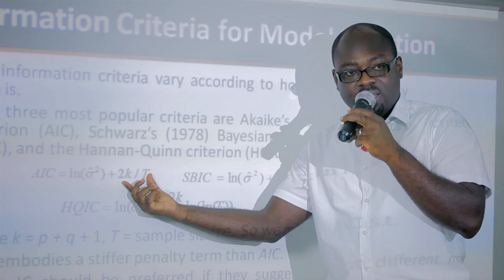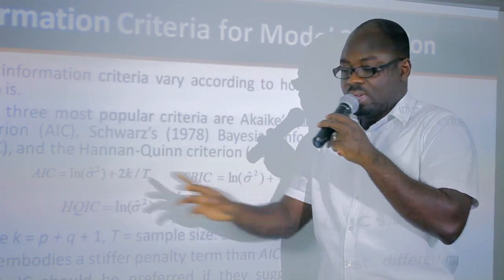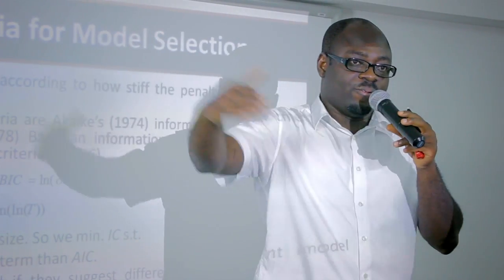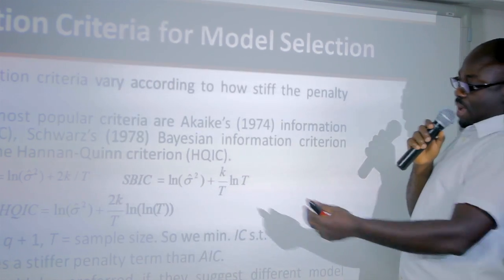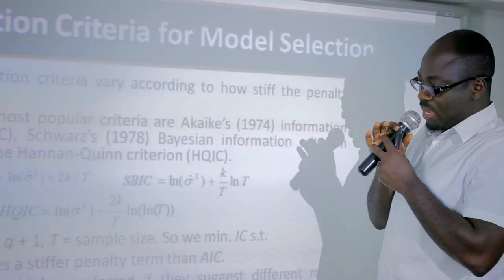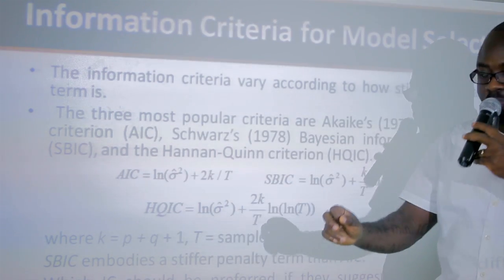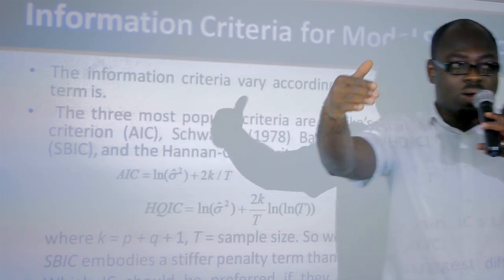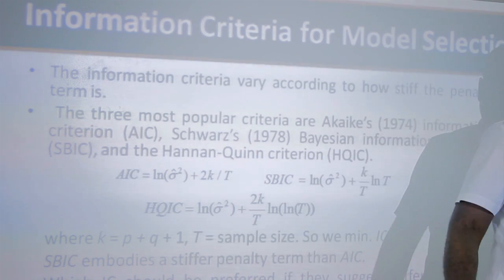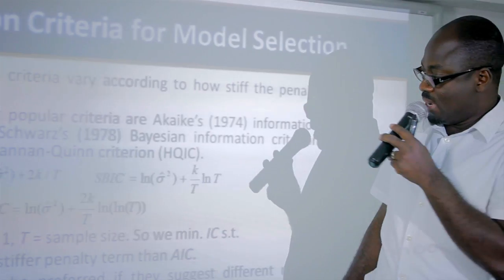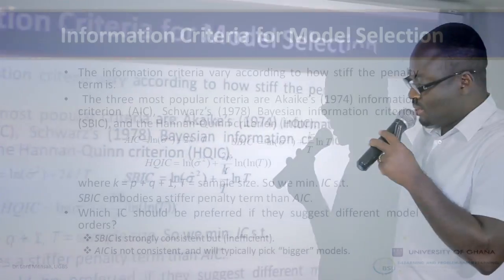Then there's a penalty term, which comes as a result of the parameter additions. So you can see a K here. That tells you that you've added the K variable at the right-hand side of the equation. So then we have the sample size. So where k equals p plus what? Q plus what? 1. Now the p is the order of the AR part of the ARMA, and then q is the order of the MA part of the ARMA. 1 obviously is a constant. And then we have T being the sample size.